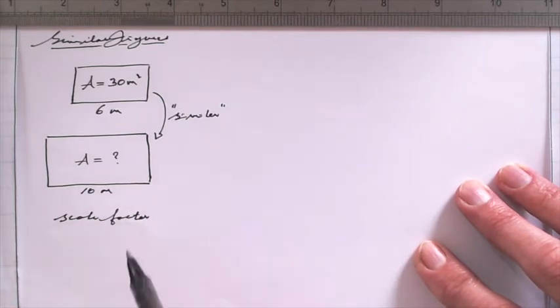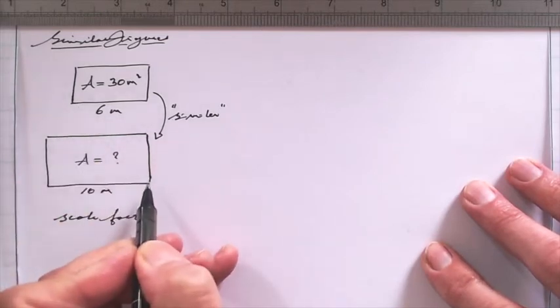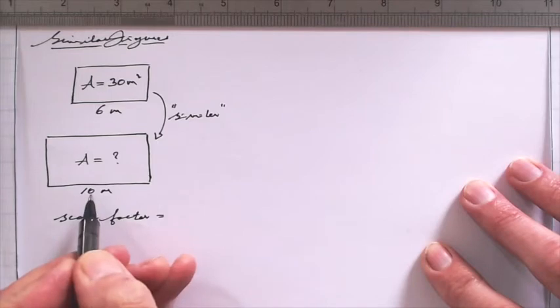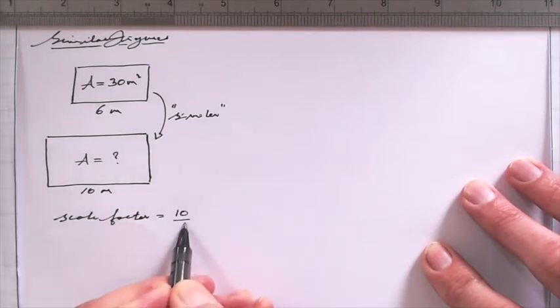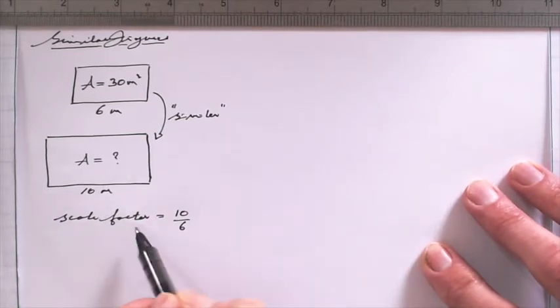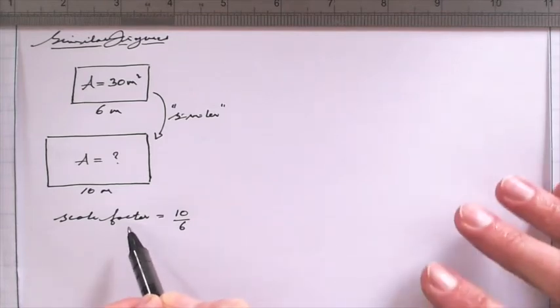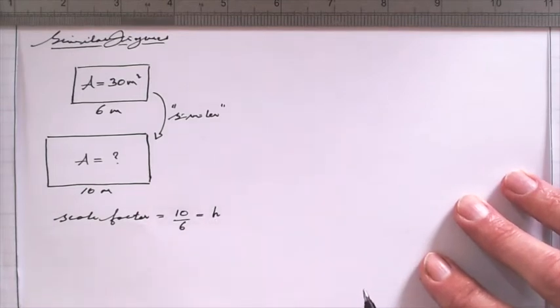We say that there is a constant factor which relates this length to this length and relates this length to this length. And that scale factor we can determine by just dividing 10 by 6. That's, as it were, the magnification. The scale factor relates to what you might call a linear dimension, namely one dimension. I want to call this scale factor little h.